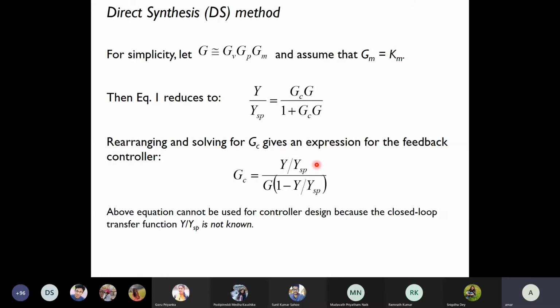Now what is Y by YSP? Y by YSP is nothing but how the output will change for a change in the set point. So in this case, if we can specify that I want to design a control system where my output should change in this fashion for a set point change, which means if I can specify Y by YSP, then I can find out the controller GC, provided I have a process model G.